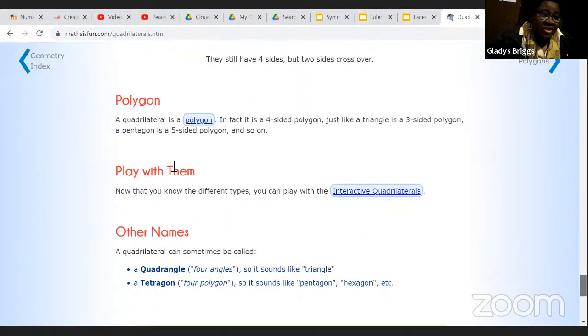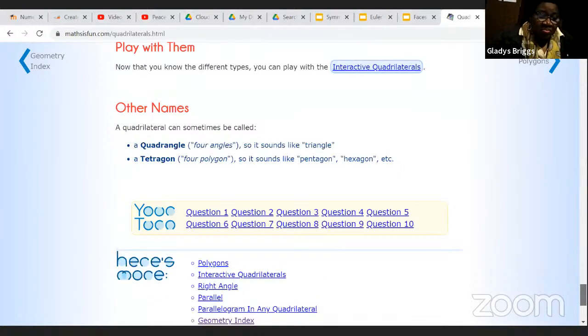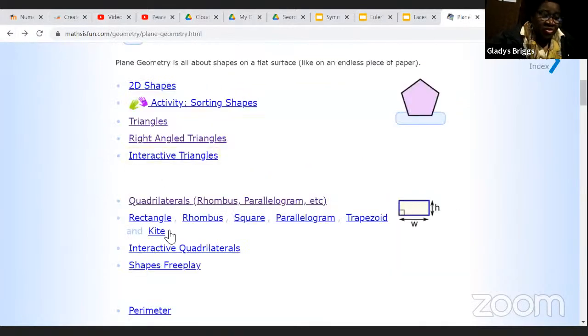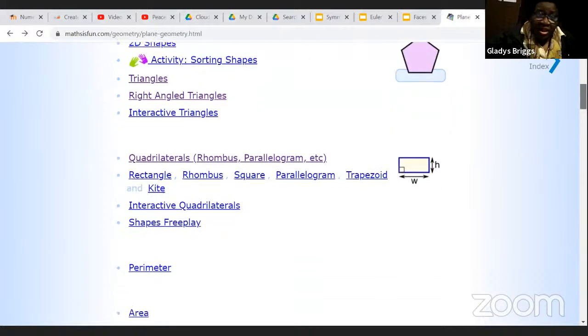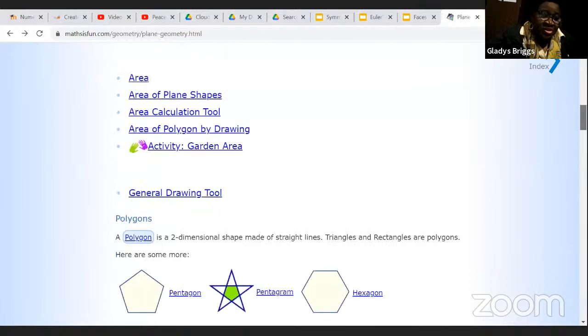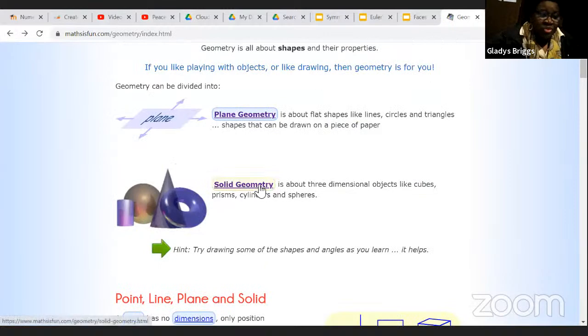Okay, and we looked at polygons as well. Okay, so let's go back to the other page. And I said that tomorrow will be for area and perimeter and maybe volume from 3D shapes. Okay, let's have a look at what we've done so far with the solid geometry with 3D shapes.